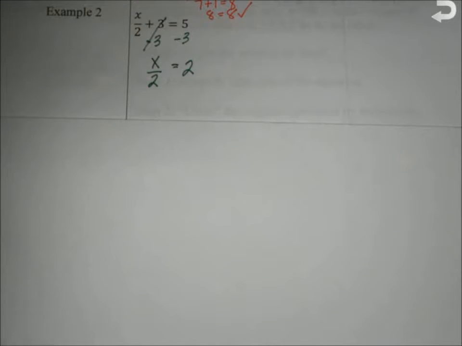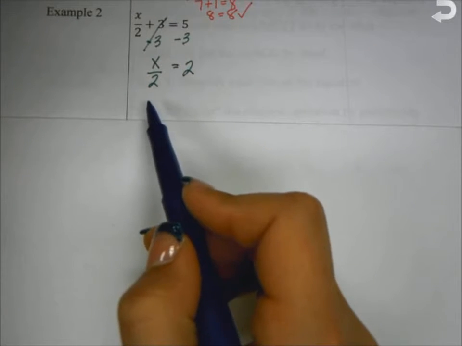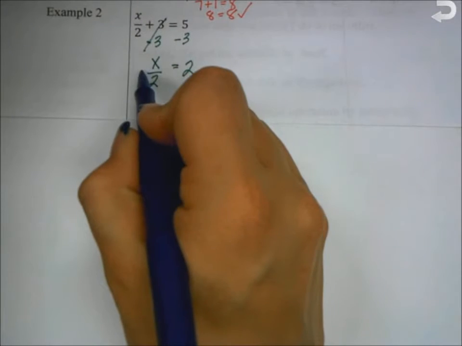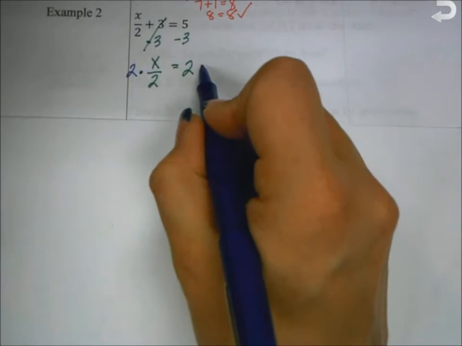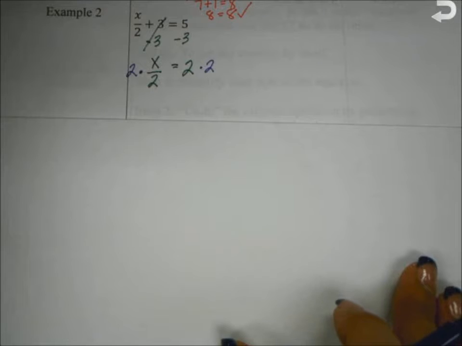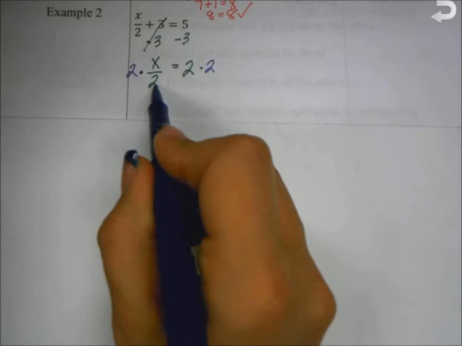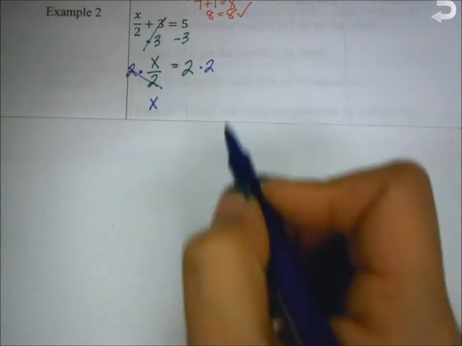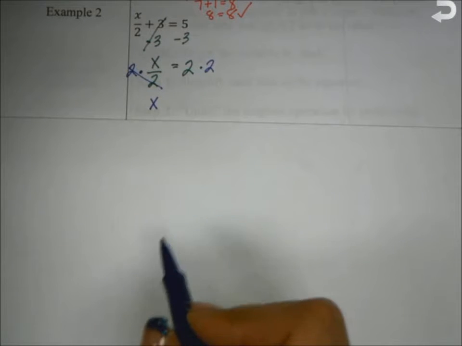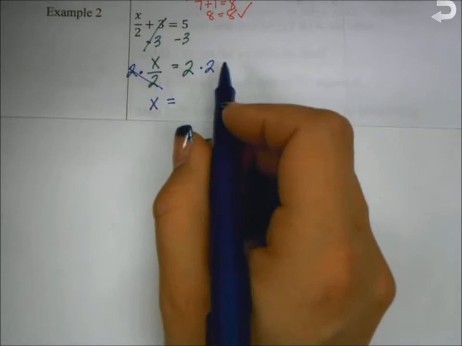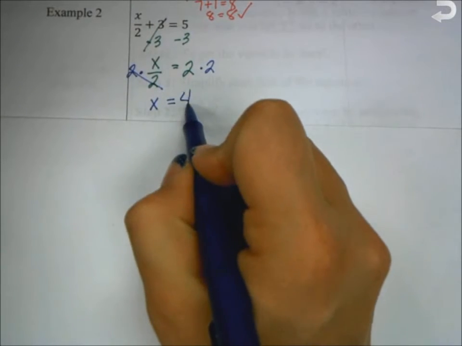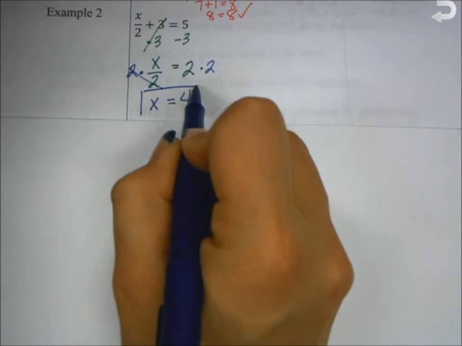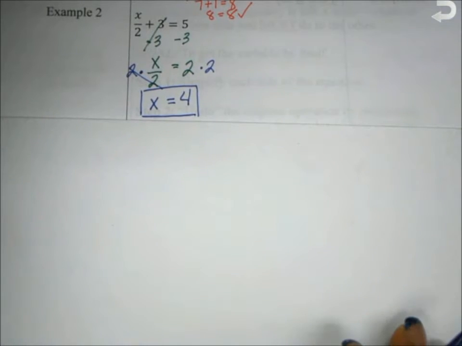Now I want to get rid of that divided by 2. So I'm going to do the opposite of division, which is multiplication. So I multiply both sides by 2, because 2 divided by 2 gives me 1, so I'm left with just X on the left-hand side equals 2 times 2 is 4. Let's check it.